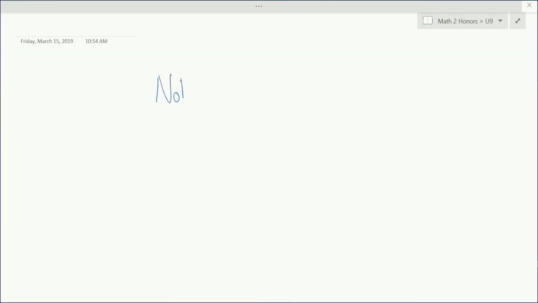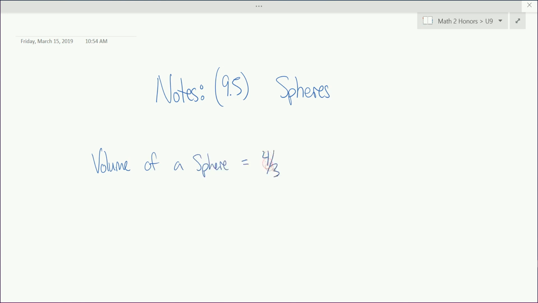Okay, so our notes, we're in section 9.5, our last section, and spheres is the topic. The volume of a sphere is 4/3. And by the way, with our test coming up, there's some formulas we've been looking at, and you're going to want to make sure you've memorized these formulas before our test.